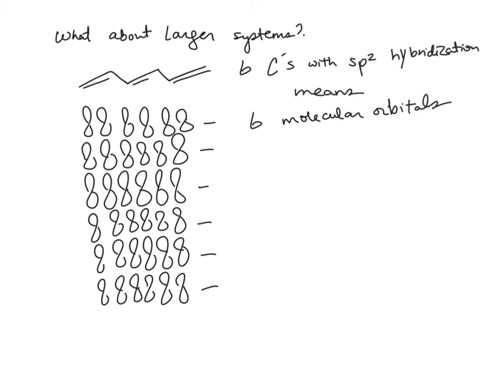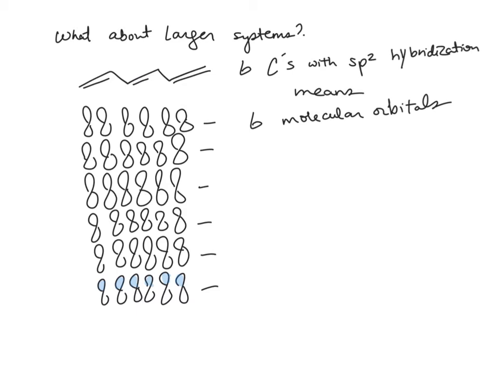What about larger pi systems? Can we keep going? Yes. If we've got carbons with sp2 hybridization across all the carbons, we can keep building molecular orbitals. And hopefully this is going to start becoming intuitive to you, because we've got 6 pi bonds, and remember the rule of the lowest unoccupied molecular orbital has no nodes. So it gets a color on the same side as every pi bond.